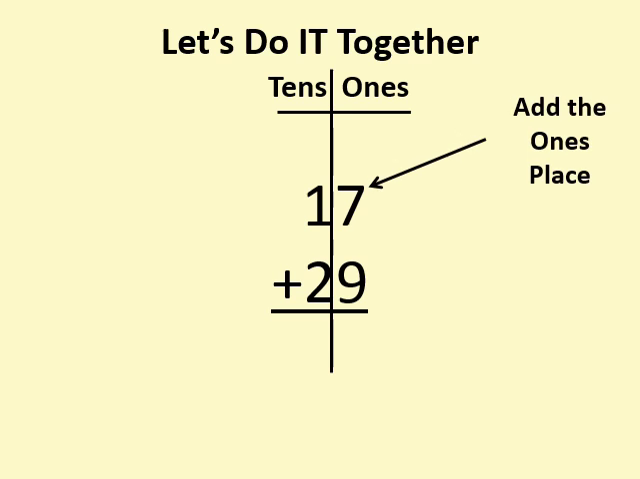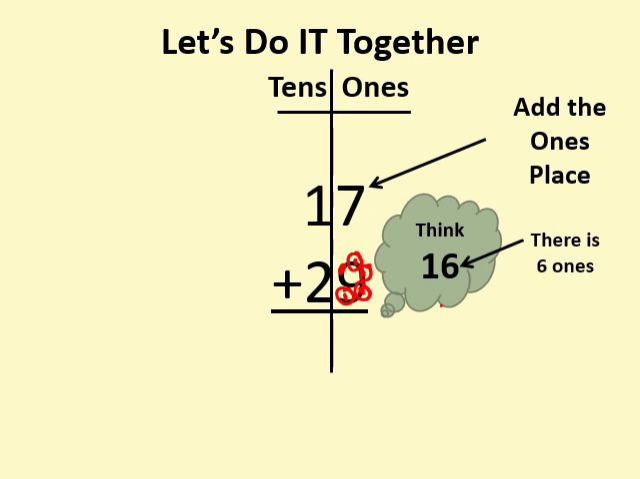Okay, my first step is to add the ones. I always add the ones first. I'm going to go ahead and use those touch points. 7, 8, 9, 10, 11, 12, 13, 14, 15, 16. So we're going to think 16, put it in a bubble, put it on the side. In 16, there are 6 ones, so I'm going to go ahead and put those 6 ones into the answer place in the ones place.